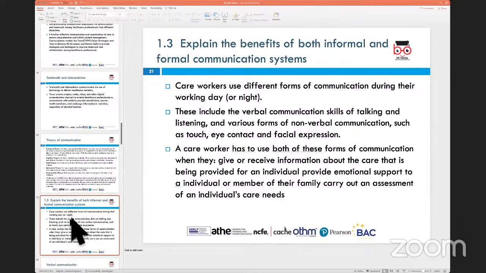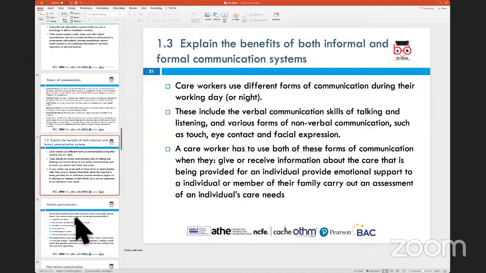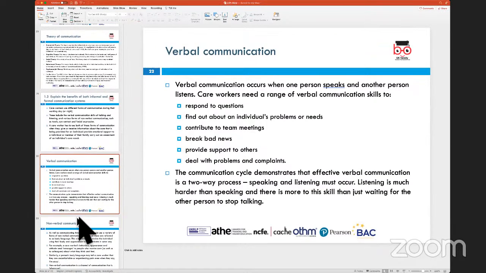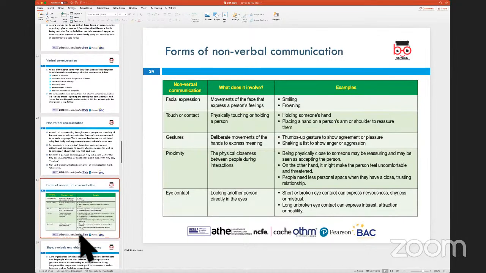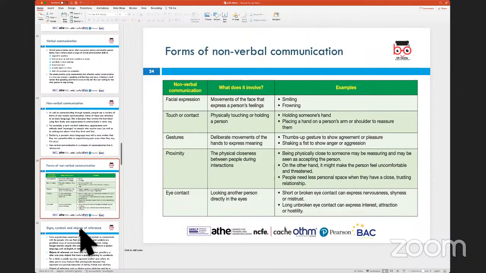Now, if I have to look at basically discussing first, when we talk about formal and informal, formal information can be done through verbal means, non-verbal communication, and then forms of non-formal communication. So what we need to be able to do is know at least each of the types before we actually can go in and discuss the benefits.